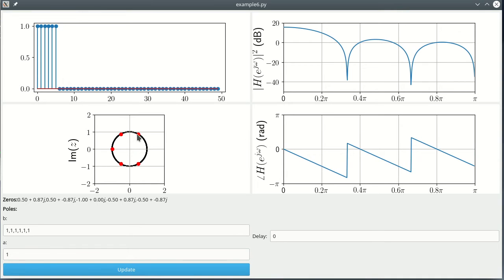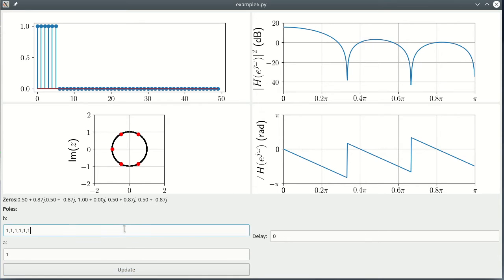We see that there are exactly 6 zeros, and we don't have any poles. Of course, you can always argue that there's a pole at 0. We are ignoring the poles at 0 and infinity, but there are 5 zeros. And these zeros are exactly at the roots of the polynomial 1 plus z inverse plus z power minus 2 and so on. You can also see that the magnitude response looks like this and the phase response looks like this.